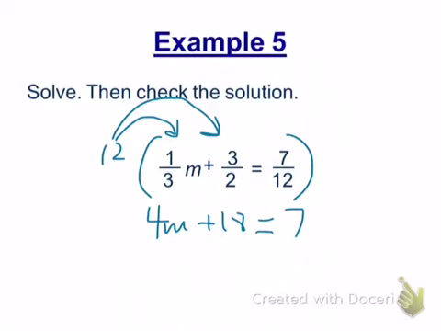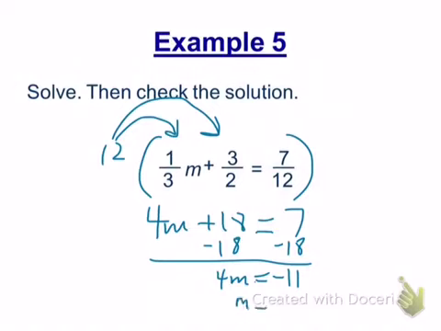Once the fractions are eliminated, this becomes an equation that you could solve by observation if you needed to, if you were in a hurry. You subtract 18 from both sides. That gives us 4m equals negative 11. Divide both sides by 4, we get m equals negative 11 over 4. Okay?